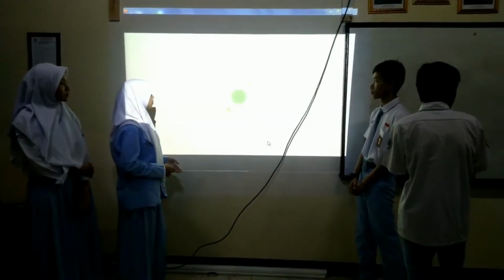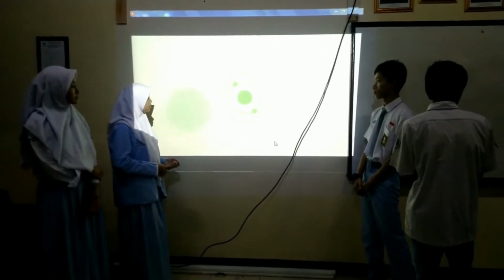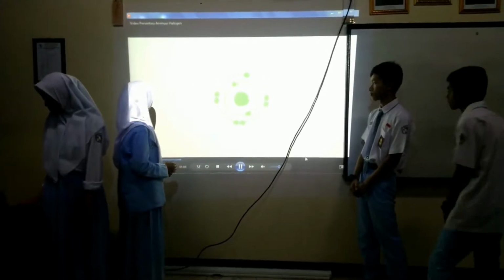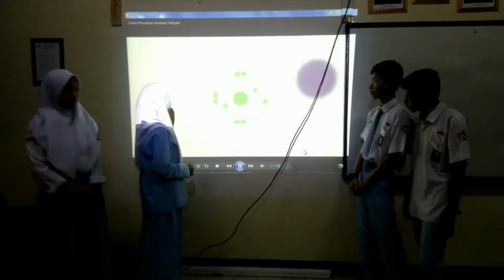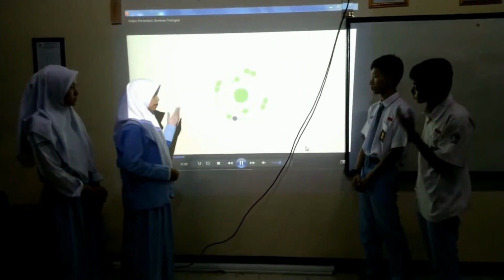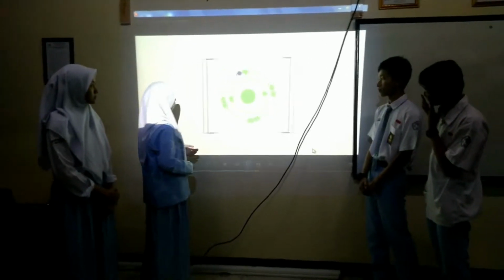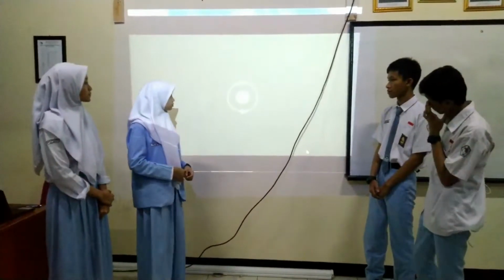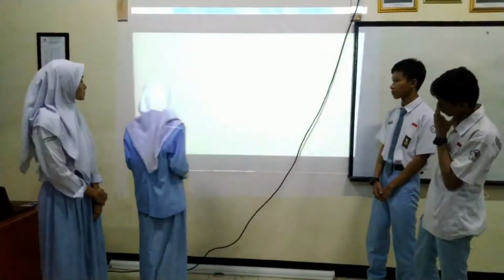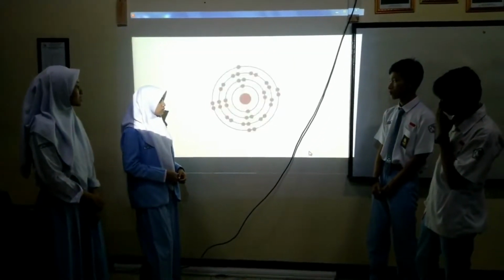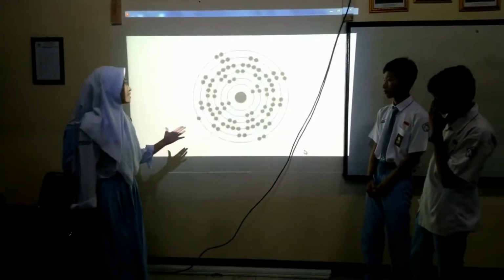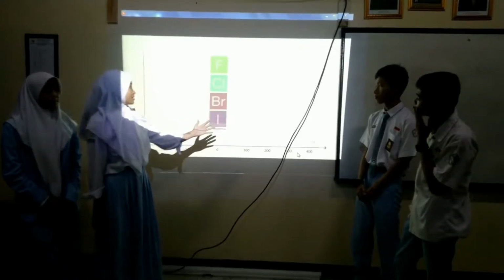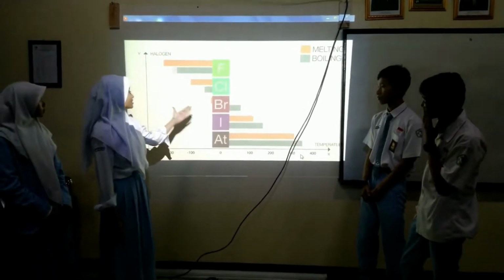The halogens have 7 electrons in their valence shell and can accept 1 electron to form an ion with a -1 charge. Moving down the group, atomic radii increase by 1 electron shell. As a consequence, melting points, boiling points, and density also increase.